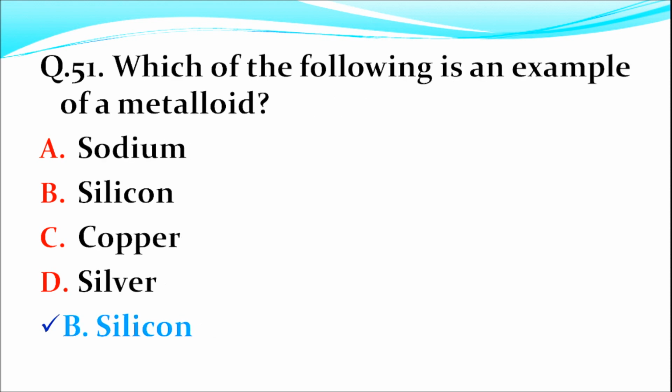Which of the following is an example of metalloid? Option A sodium, option B silicon, option C copper, option D silver. Correct answer is option B. Silicon is an example of metalloid.